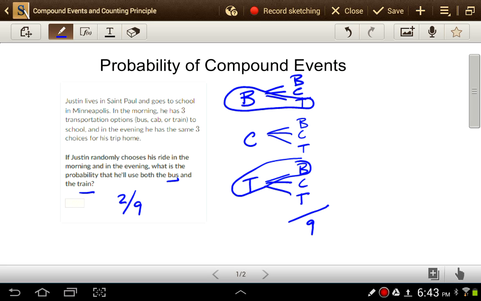Okay, so it's a lot easier if you actually create the sample space than trying to think of all your options without that organized list right there. Okay, I'm going to go on to the next example.